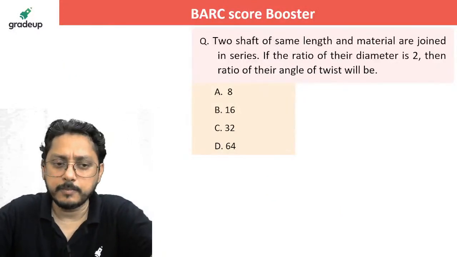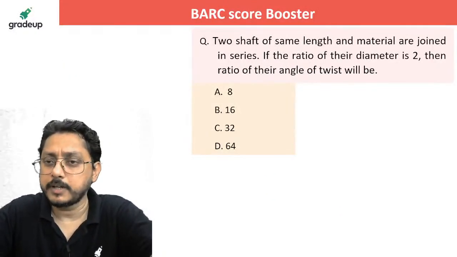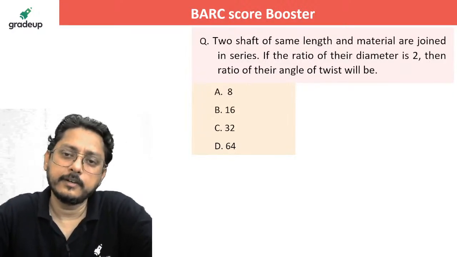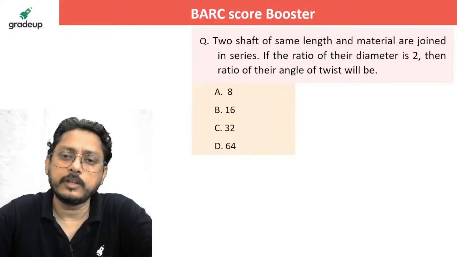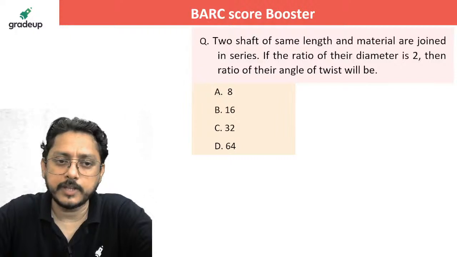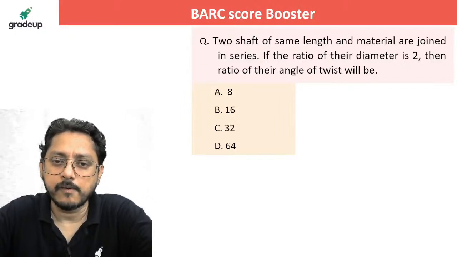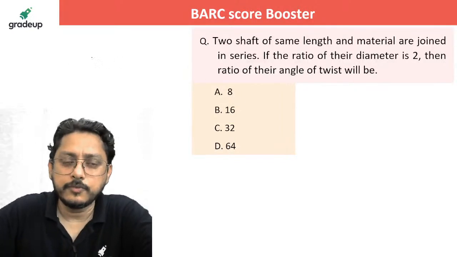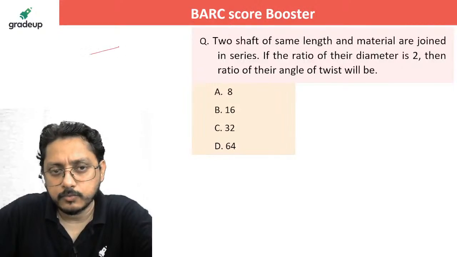Two shafts of the same length and material are joined in series. If the ratio of their diameters is 2, then the ratio of their angle of twist will be what? What will be the ratio of the angle of twist? So if you are joining the two shafts in series, what does it mean? Joining two shafts in series.